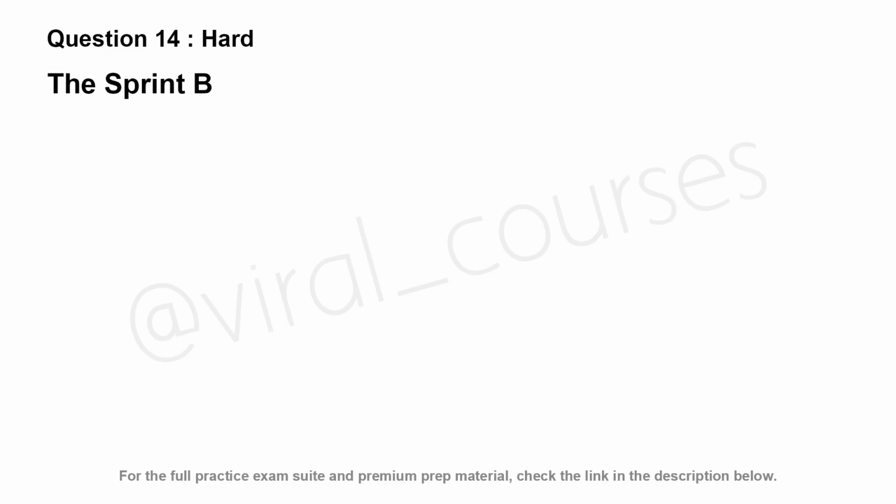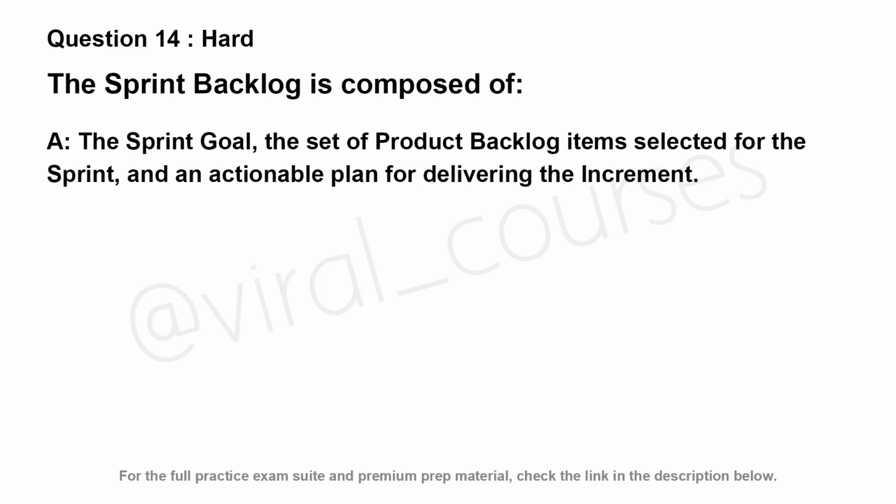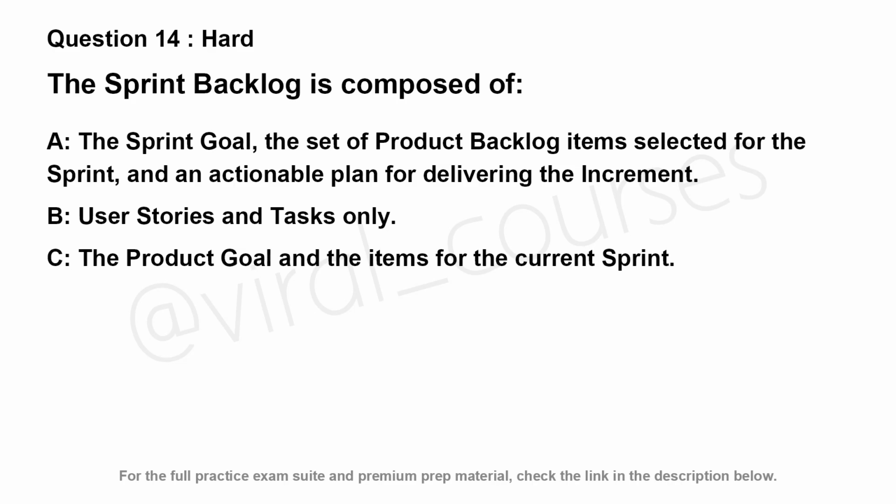The sprint backlog is composed of Option A: the sprint goal, the set of product backlog items selected for the sprint, and an actionable plan for delivering the increment. Option B: user stories and tasks only. Option C: the product goal and the items for the current sprint. Option D: a list of bugs and features.